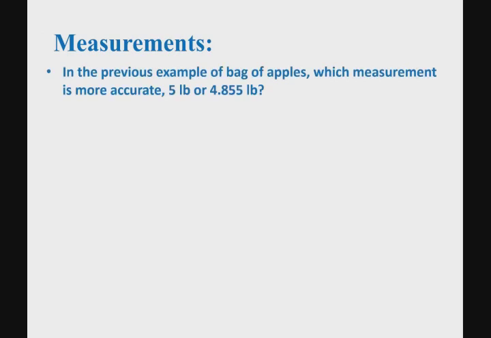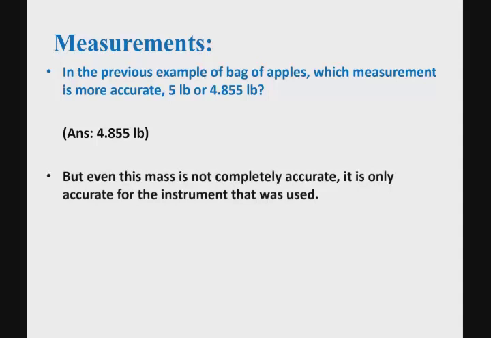So every measurement will have an error associated with it. In other words, let's look at the examples that we saw before. Which weight is more accurate, 5 pounds or 4.855 pounds? For obvious reasons, I'm sure you will all recognize that 4.855 pounds is a way more accurate weight for that bag of apples compared to 5 pounds. But why is the 4.855 pounds more accurate than 5 pounds?